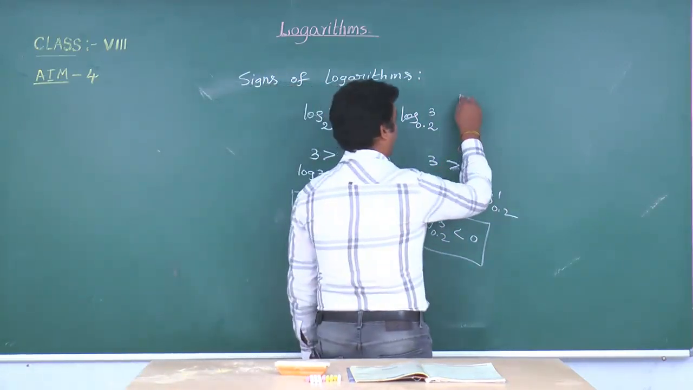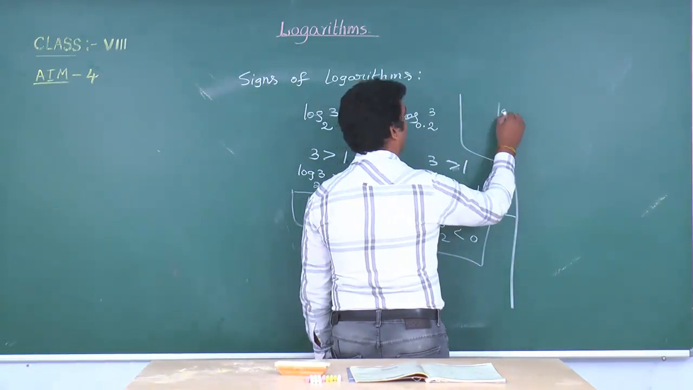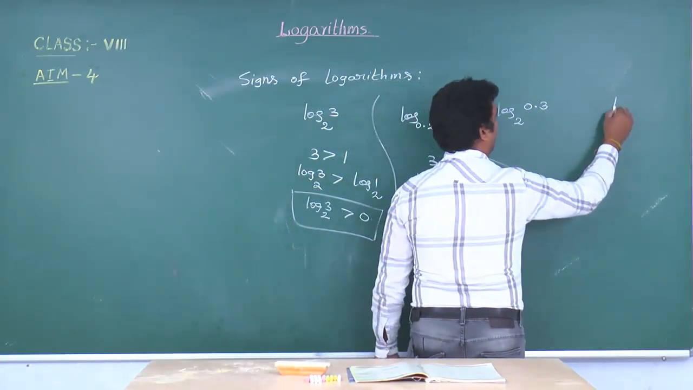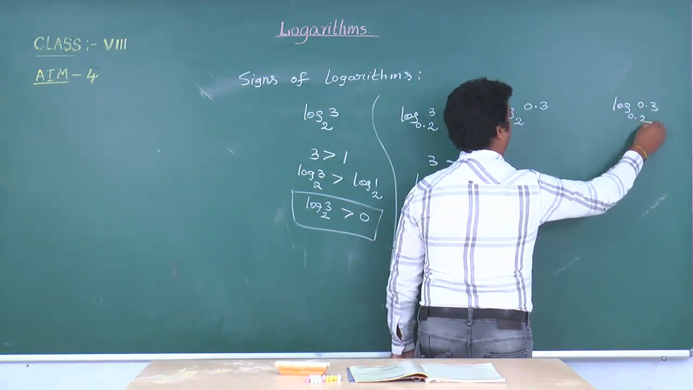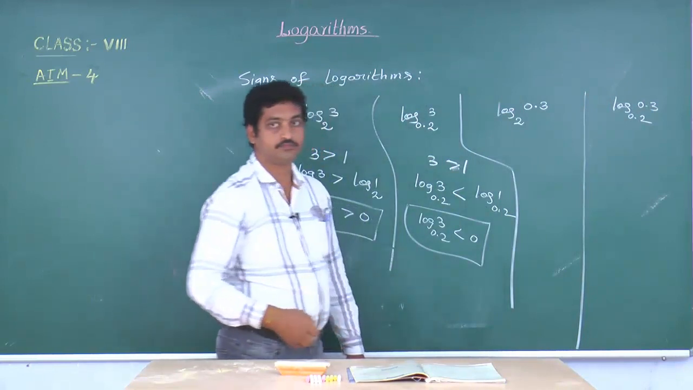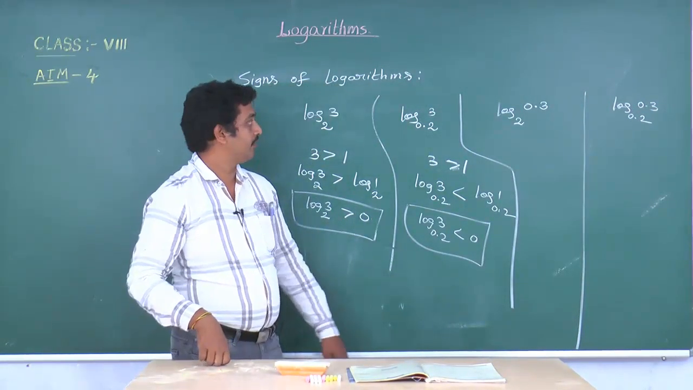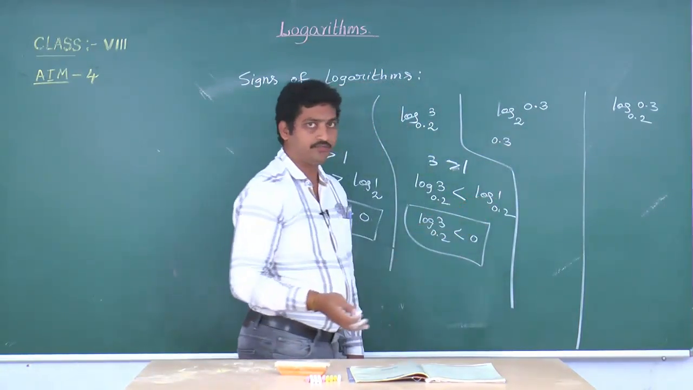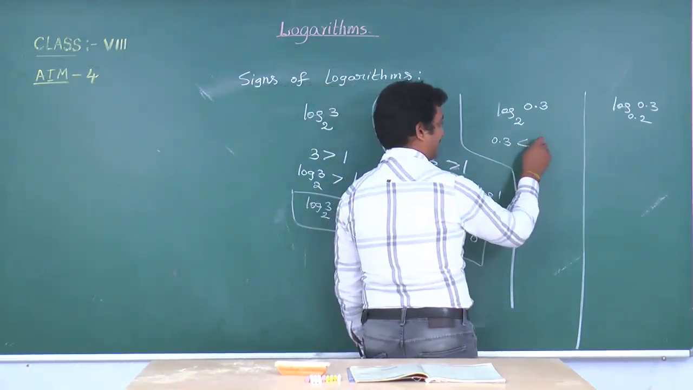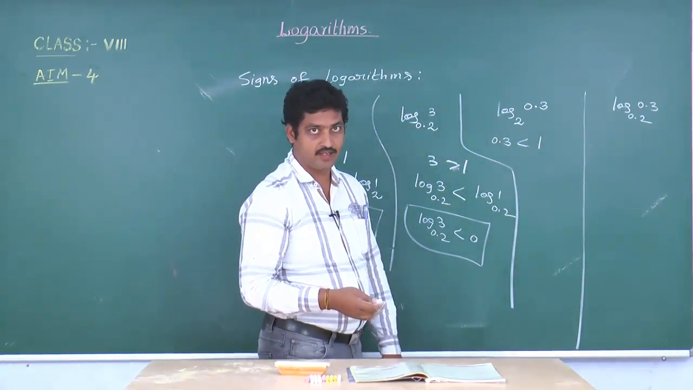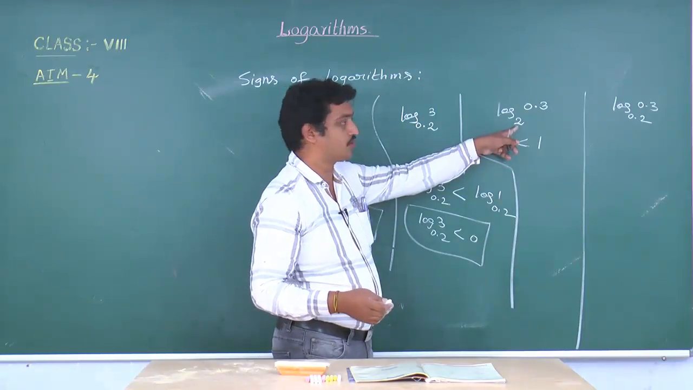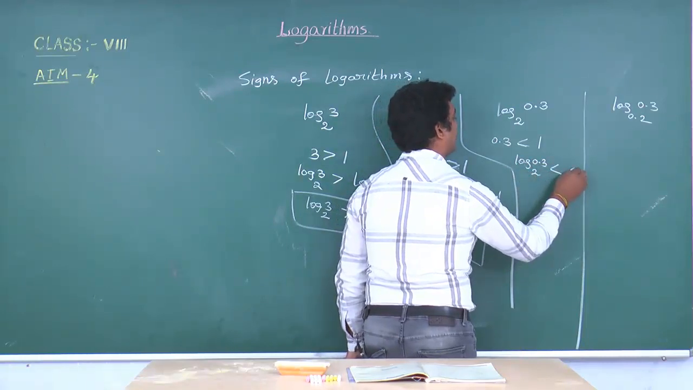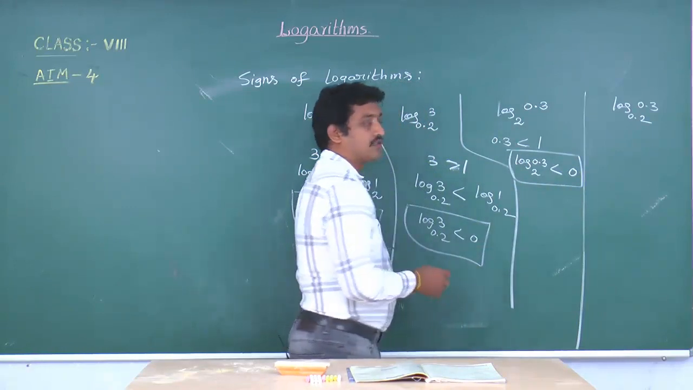And also, one more example if you consider. Log 0.3 to the base 2 and log 0.3 to the base 0.2. Here, compare 0.3 with 1 only. 0.3 is less than 1. Apply the logarithms on both sides with the base 2, because base 2 is required there. Then it becomes log 0.3 to the base 2 is less than 0. Why? Because the applied base is greater than 1.